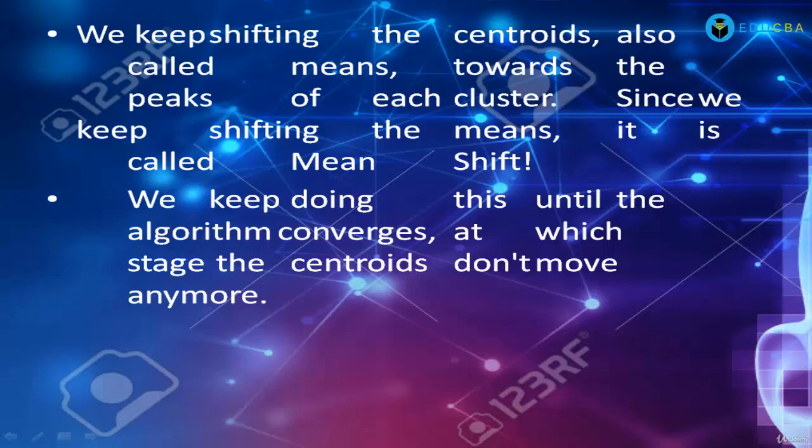Okay, so what is your means? That is, you are shifting the centroid. Means and centroids both are the same. So you are moving your centroids towards the peaks of the cluster. We keep doing this until the algorithm converges, at which stage the centroids don't move anymore. So finally your centroids will not update their location, and hence it means that we have got our equilibrium position, and that is your final location of the centroid. And now we have got our clusters and the centroid of each cluster.